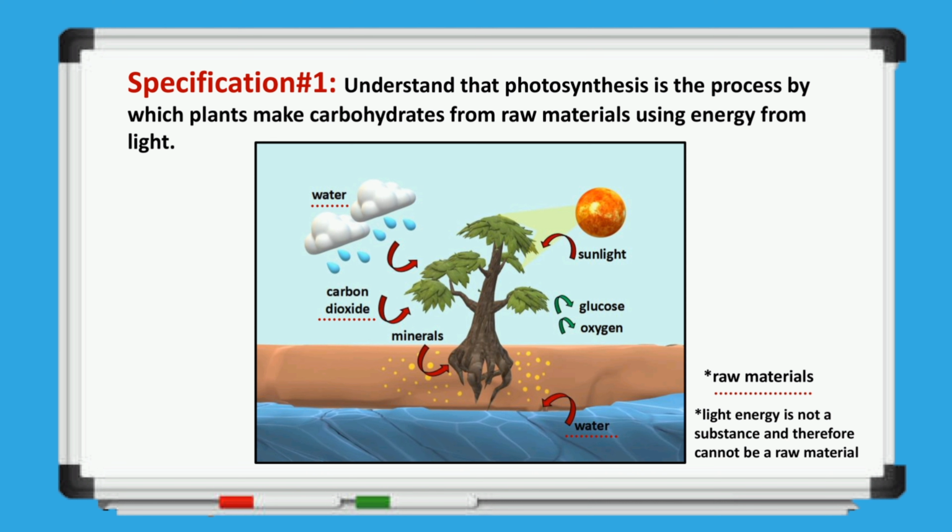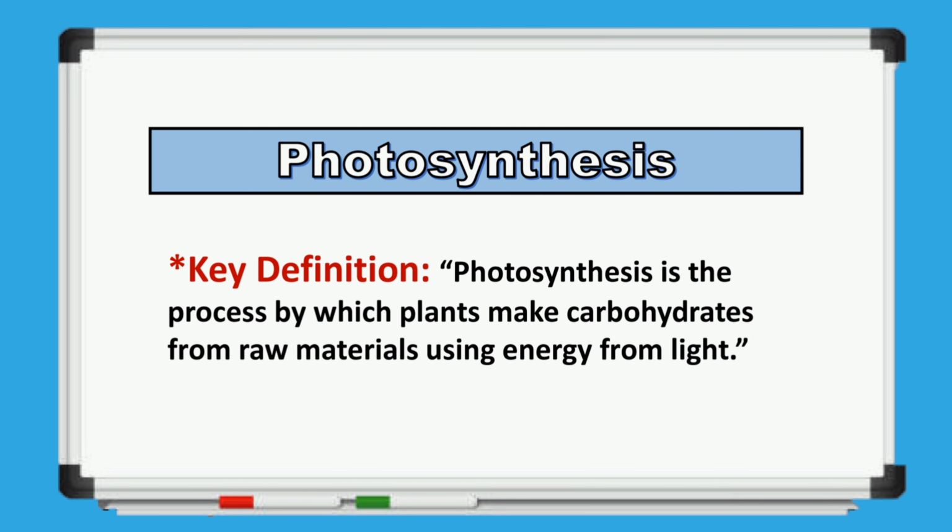Remember, water, carbon dioxide, and minerals are raw materials because they are substances the plant uses. Light is energy, not matter, so it's not a raw material. In short, the diagram shows how plants use sunlight, air, and water to make food and release oxygen, a process that supports life on Earth. Note this key definition for your exams. You must write this if they ask for the definition. Simply write that photosynthesis is the process by which plants make carbohydrates from raw materials using energy from light.